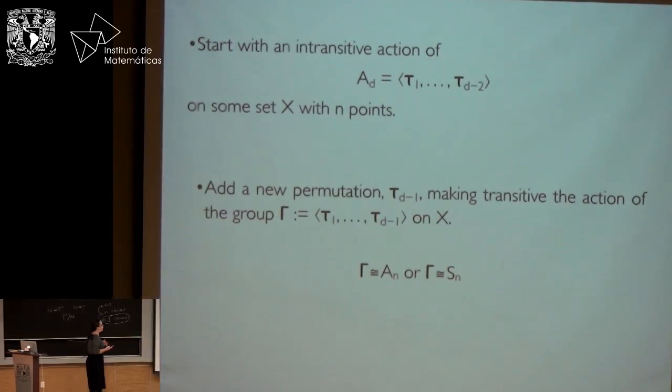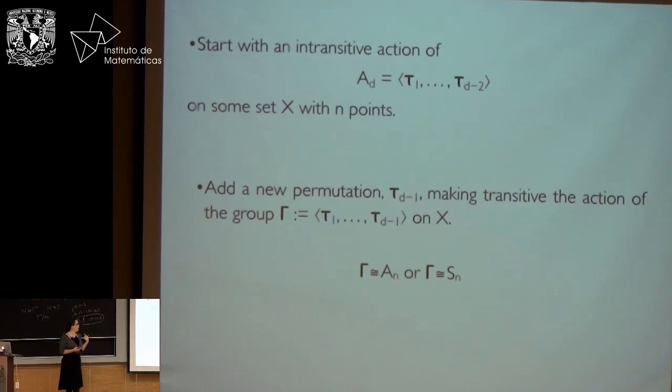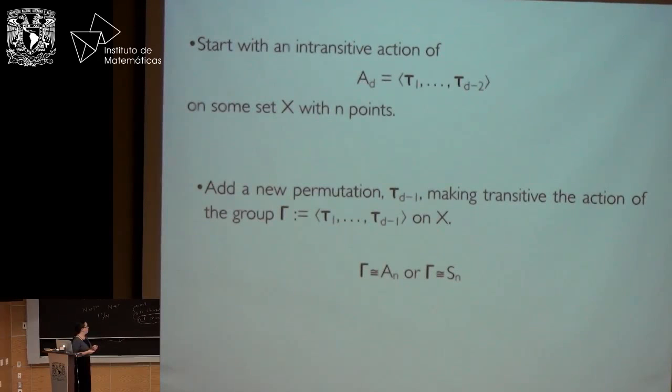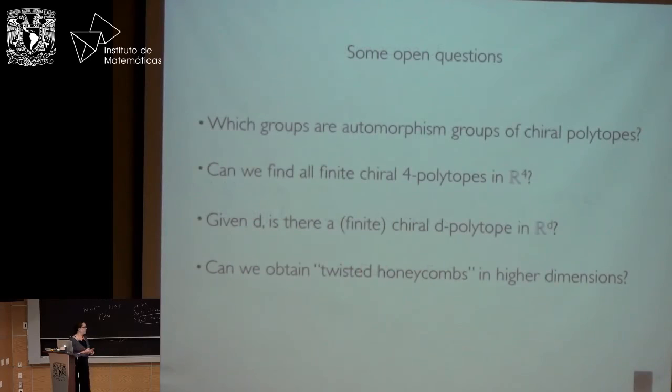And the way to know is to find automorphisms of the groups. And if I have AN or SN, then I can control the automorphisms, so I can know a lot of things. So that's why. So this is the idea of how we did this. And we have still lots and lots of questions.